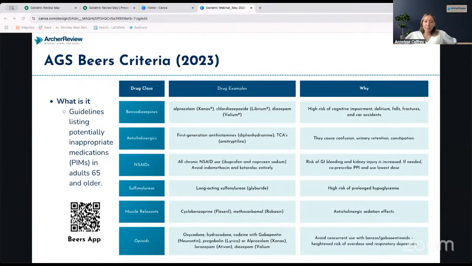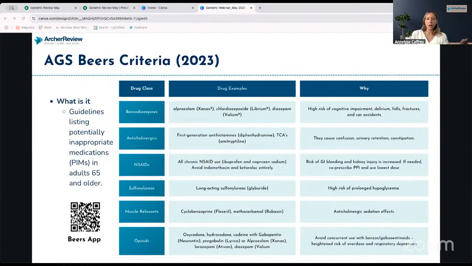But really the whole purpose of the Beers criteria is to tell you what drugs we really should be avoiding in an older adult population because of the side effects and how drugs metabolize and distribute differently in an older adult body. And so this app is awesome because it walks you through. You can just input a drug and it will tell you what the Beers criteria says about that drug. So I would really recommend that app if you're looking for something.